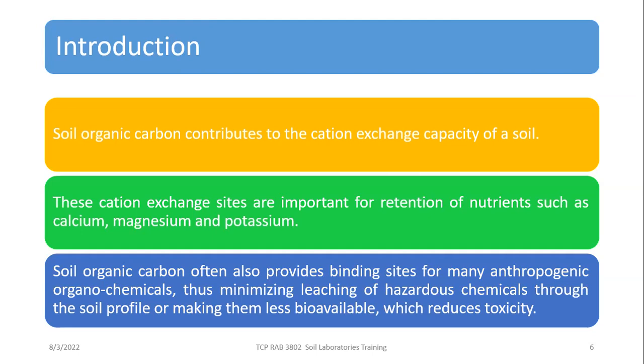These cation exchange sites are important for retention of nutrients such as calcium, magnesium, and potassium. And also soil organic carbon provides a binding site for many anthropogenic organochemicals, and this will minimize leaching of hazardous chemicals through the soil profile or make them less bioavailable, which reduces toxicity.